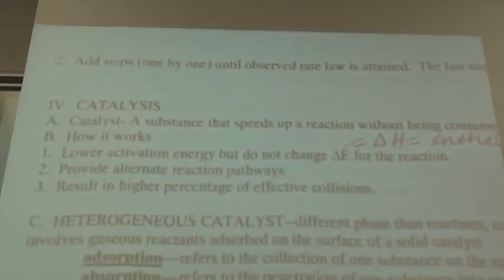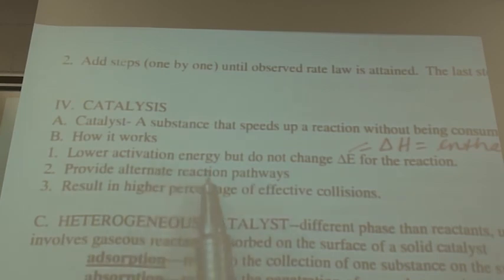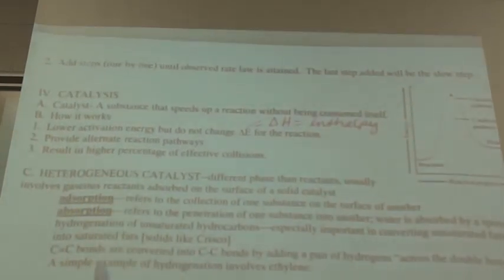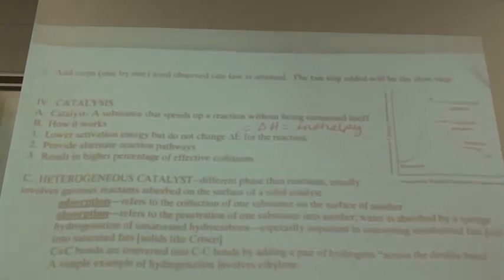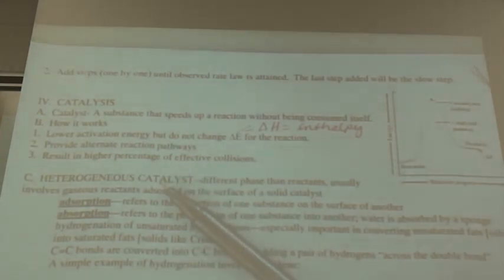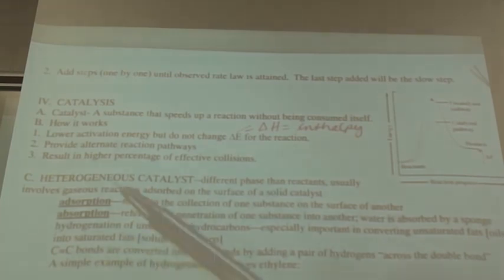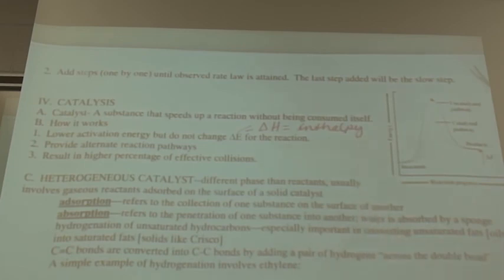It works by providing alternate reaction pathways, maybe an elementary step that's different, and it results in a higher percentage of effective collisions. They don't talk about catalysts much on the AP exam. They will next year, but this year they're not going to. The only thing I want to talk to you about is what's meant by a heterogeneous catalyst and a homogeneous catalyst. A heterogeneous catalyst is a catalyst that's in a different phase from the reactants.